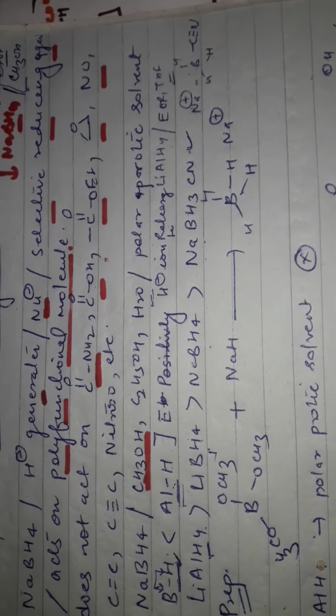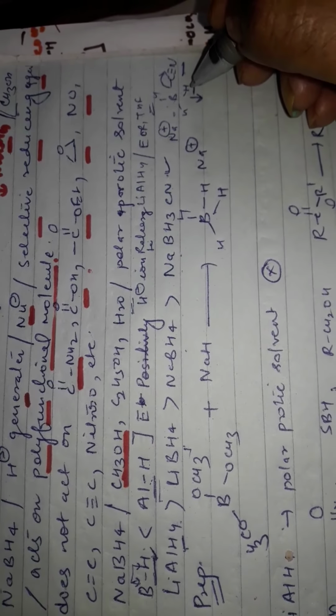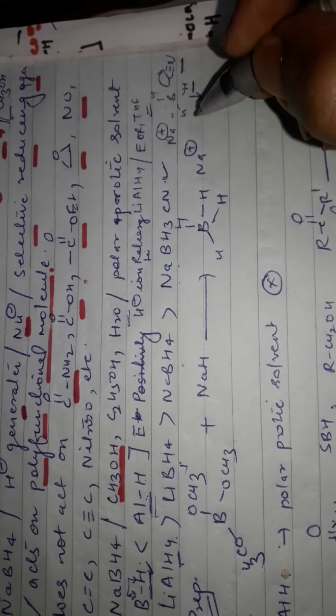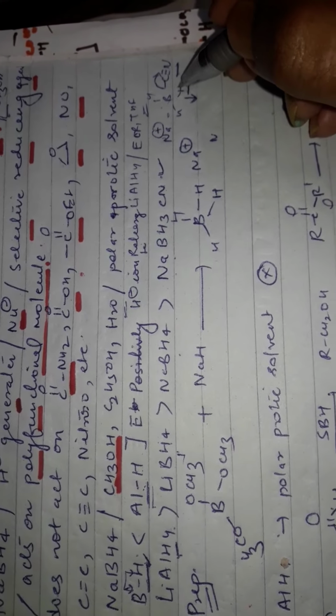If you see the sodium borohydride, the hydride-releasing tendency is very low. Here the cyanide is also attached, which attracts electrons, so it is unable to release hydride ion easily. It cannot release hydride ion. In sodium borohydride the B-H bond is also very strong, and here an electron withdrawing group is attached, so its tendency to release hydrogen becomes slower. That's why it is a very poor reducing agent.